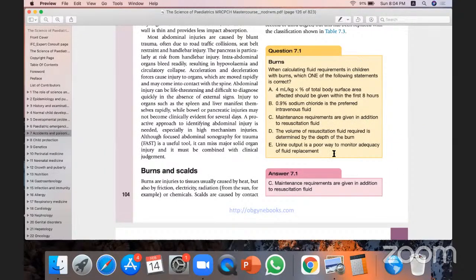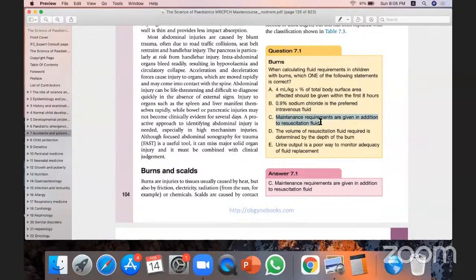See, here they are given the Parkland formula. The first answer of the formula is wrong. It is not 8 hours, okay? It is 4 hours, so it is wrong. And sodium chloride is not a preferred fluid. We give Hartmann solution, because Hartmann solution contains electrolytes. Then maintenance requirement or addition, yes, maintenance fluid is required. So this is the answer.